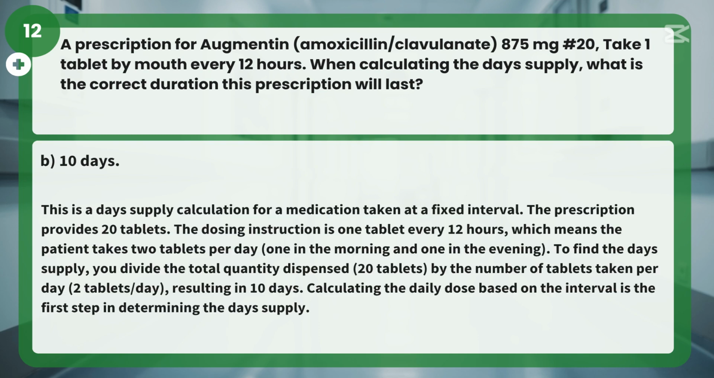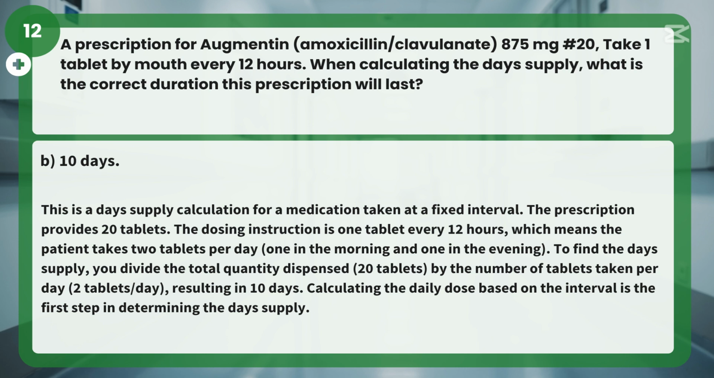Answer: B. 10 days. This is a day's supply calculation for a medication taken at a fixed interval. The prescription provides 20 tablets. The dosing instruction is 1 tablet every 12 hours, which means the patient takes 2 tablets per day, 1 in the morning and 1 in the evening.